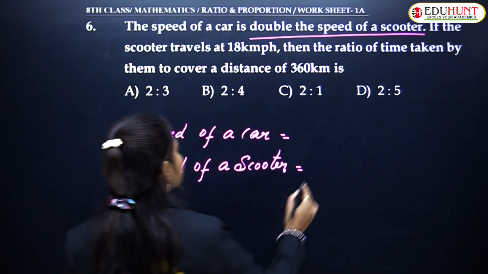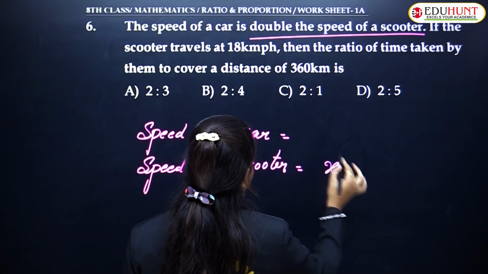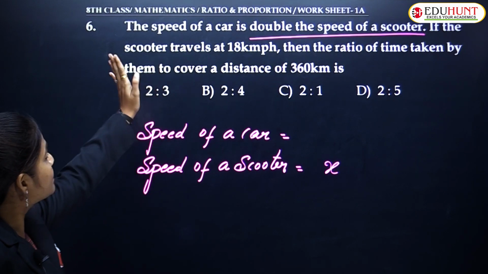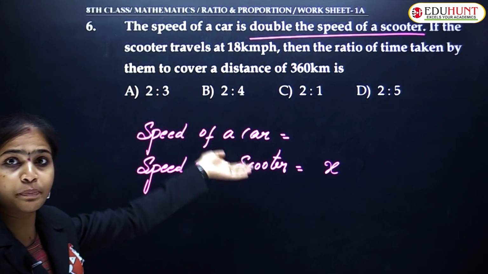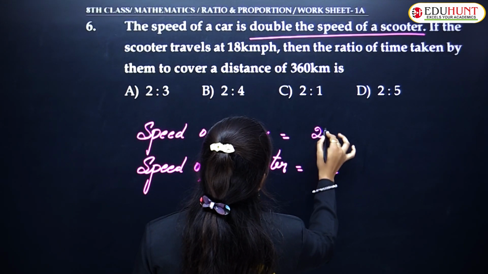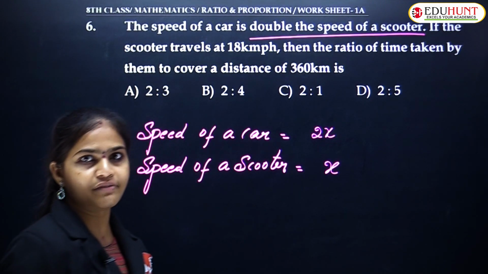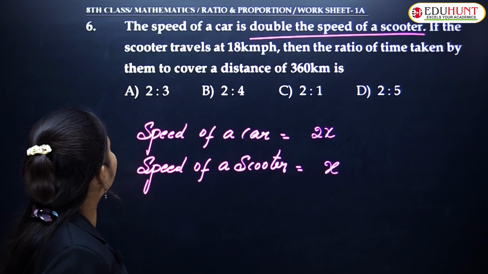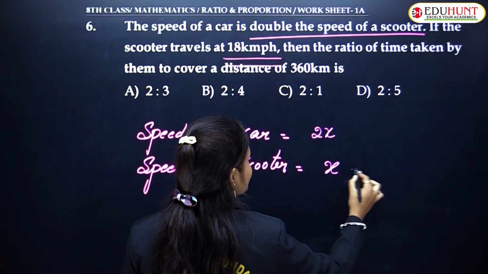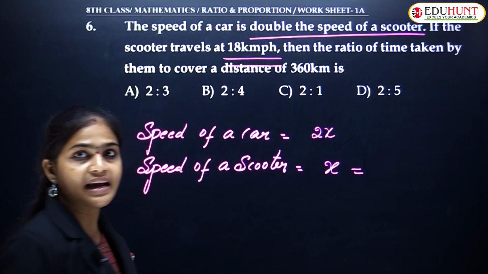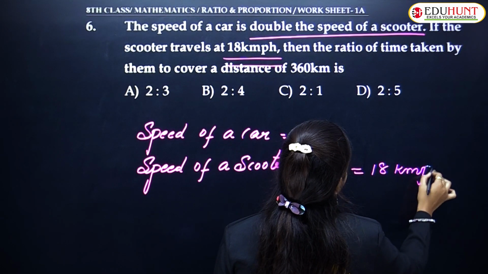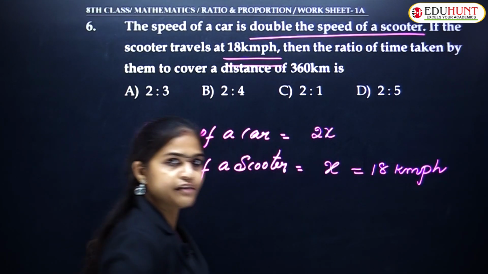So let the speed of a scooter be some x. In the same way, the speed of a car is double the speed of the scooter, which means 2 times the speed of the scooter, so 2 into x kilometers per hour. And if the scooter travels, for example, x is equal to 18 kilometers per hour.